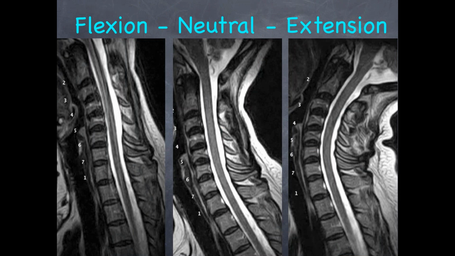So typically what is a fairly standard protocol, and I think that spine protocols are a little bit more standard than the knee protocols. Knee protocols, every institution you go to has a little bit different protocol. Spine typically have a T1 sagittal, a T2 sagittal, and a stir. It's pretty common practice. And usually axial T1 and axial T2s through the cervical spine. And there's some variation. Some people like to do oblique sagittal images through the foramina to see the foramina better, but that's not very standard.